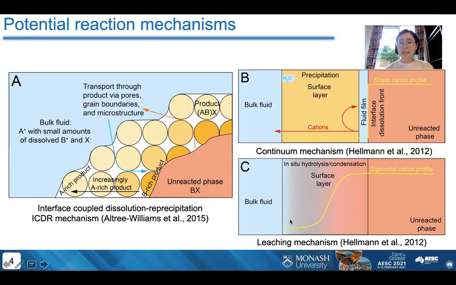And the last one is the leaching mechanism, which is characterized by a sigmoidal chemical profile due to solid-state interdiffusion, compared to a very sharp chemical profile in the ICDR process. You can see that the differences between the three reaction mechanisms are based on the interface. That's why we use different high spatial resolution techniques to study the reaction interface.